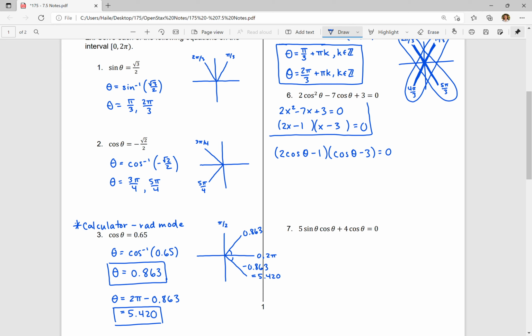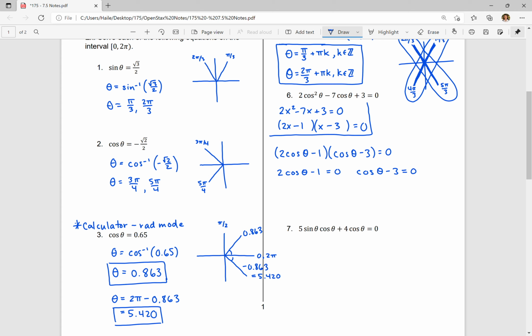Okay, so our next step when we solve a quadratic equation, and we've already got it factored, is we want to take each of those factors and set them equal to 0. So we're going to do 2 times cosine of theta minus 1 is equal to 0, and cosine of theta minus 3 is equal to 0.